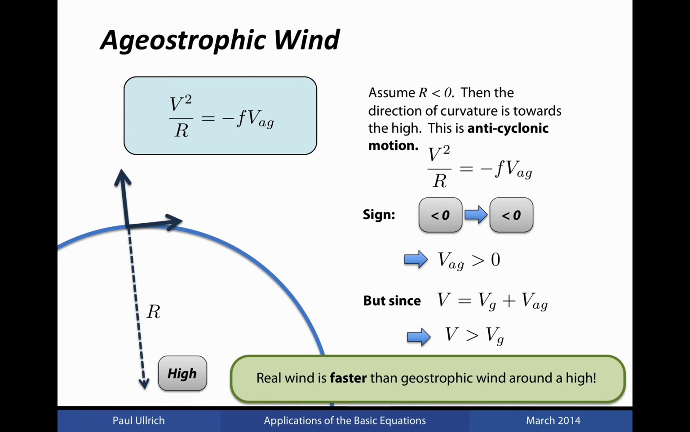This implies that the right-hand side is negative, and so in the northern hemisphere, where f is positive, we then must have that the ageostrophic wind speed is positive so that the signs of this expression are in agreement with one another. However, since the real wind is again equal to the geostrophic wind plus the ageostrophic wind, that implies that the real wind must be faster than the geostrophic wind for flow around a high.